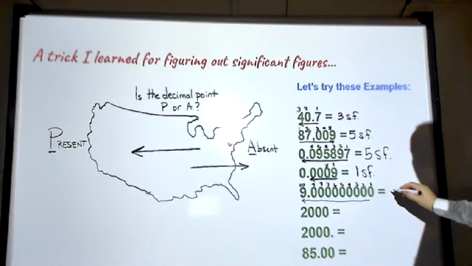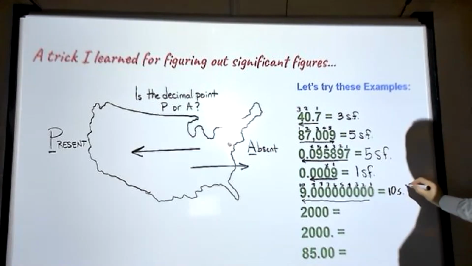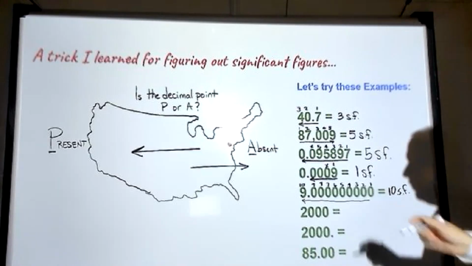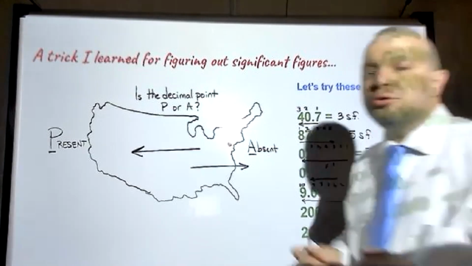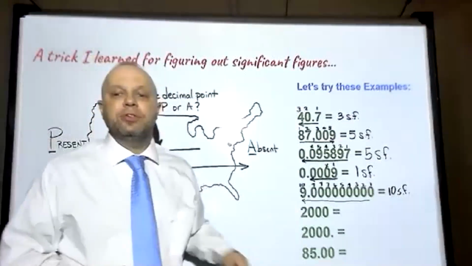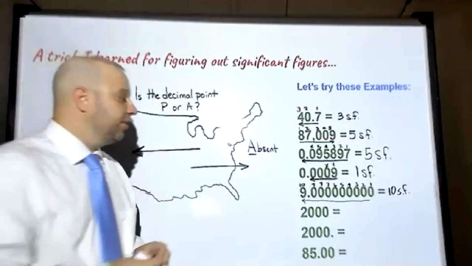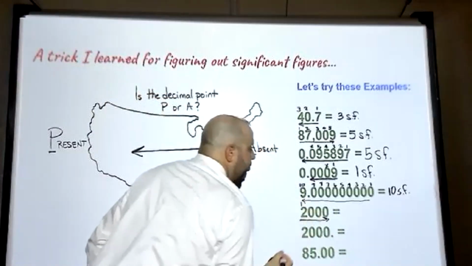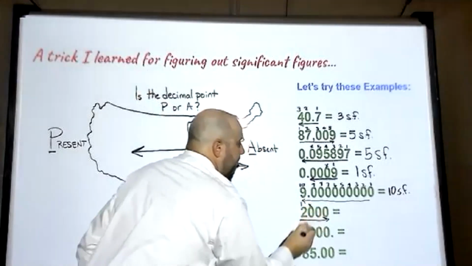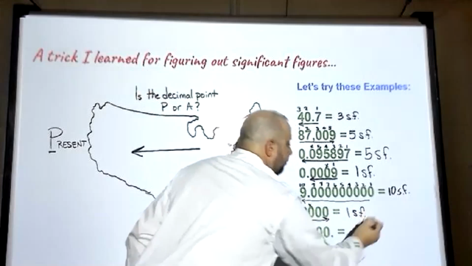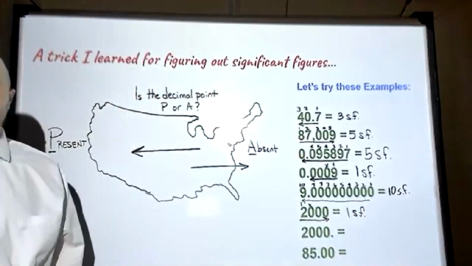So in this case, there are 10 significant figures. Okay, let's take a look at the number 2000. Written like this, the number 2000 does not have a decimal place. So in this case, we're going to count from left to right. We're going to say this is 1, and then we're going to stop counting because all of those are zeros. So this has 1 significant figure.